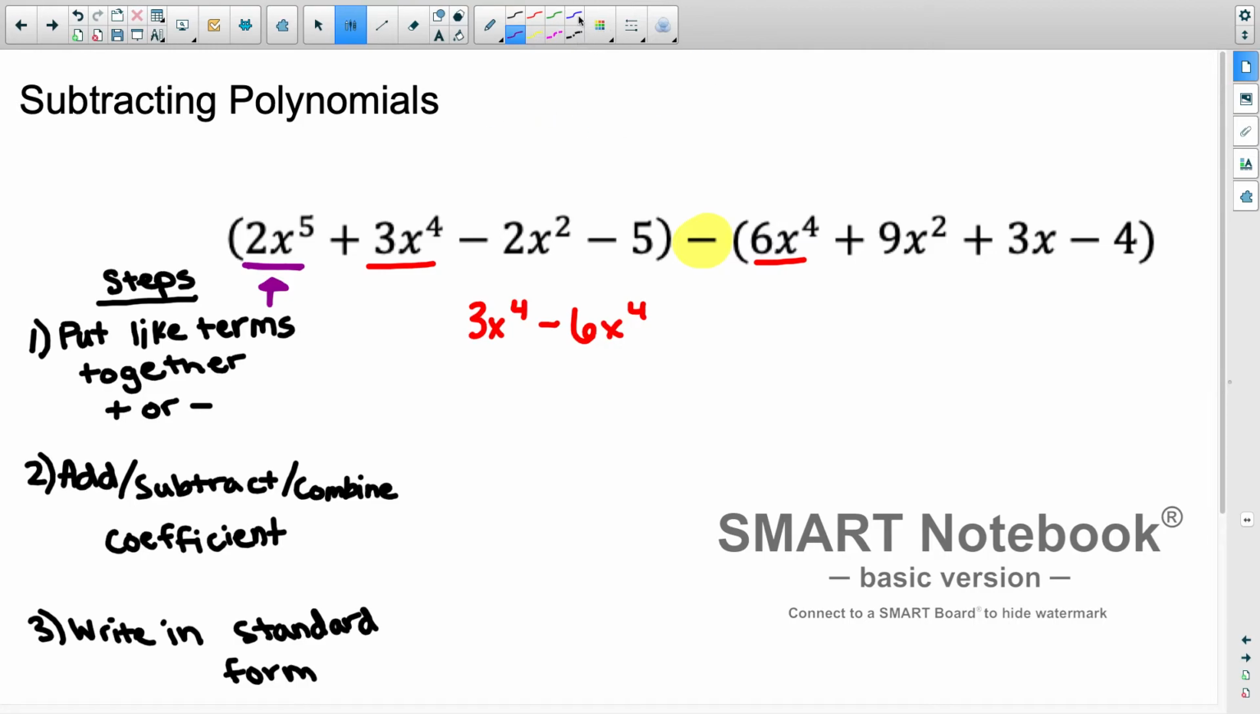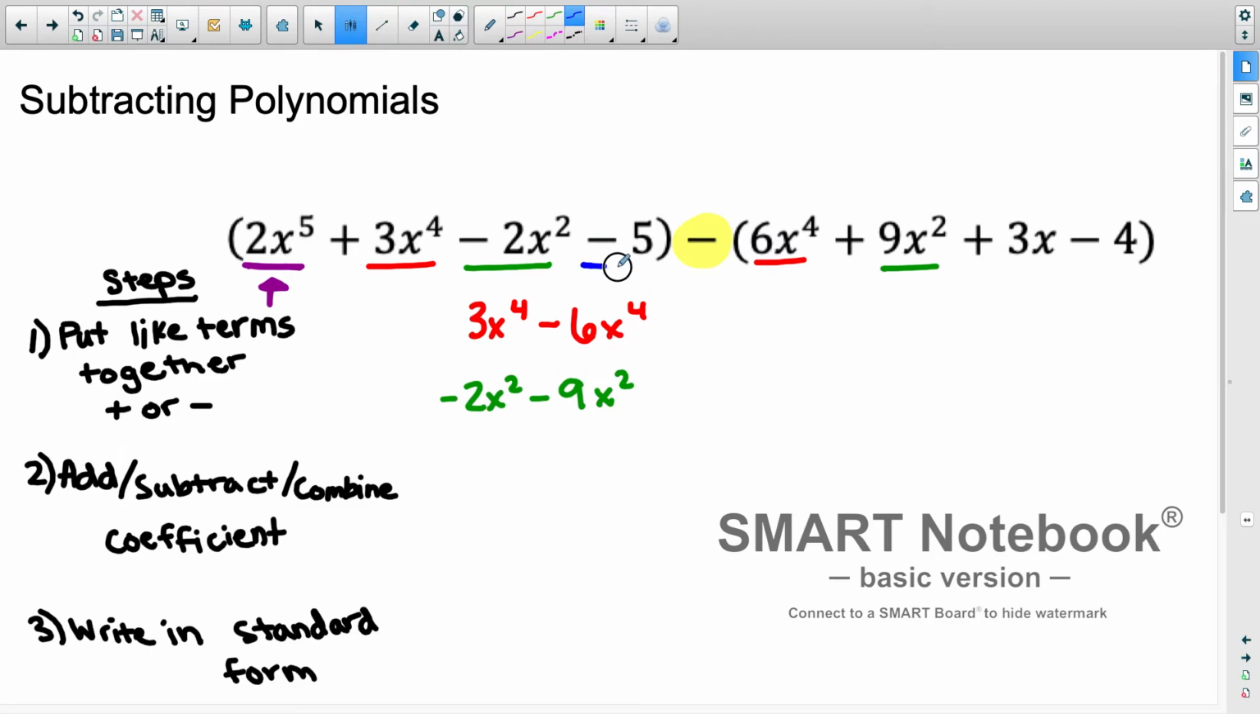All right, what other like terms do we see? 2x squared and 9x squared. Good, so we're going to put those together. Negative 2x squared. And again, we use that minus sign, minus 9x squared. Are there any other like terms?